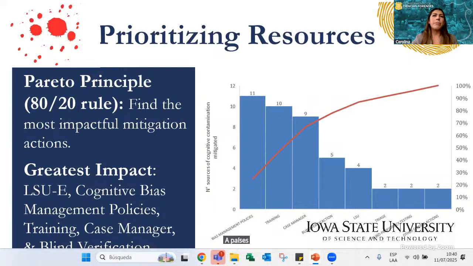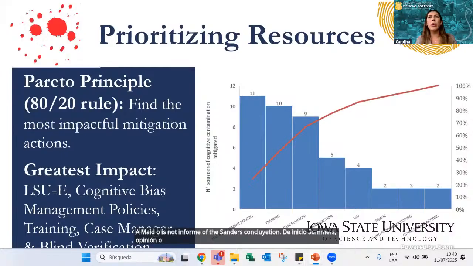And then we have blind verification. Blind verifications provide an independent check on the initial examiner's decision. The verifier is blind to the conclusion that the initial examiner made, or is not informed of the initial examiner's conclusion, so they're not anchored to the initial examiner's opinion or expecting a particular outcome.